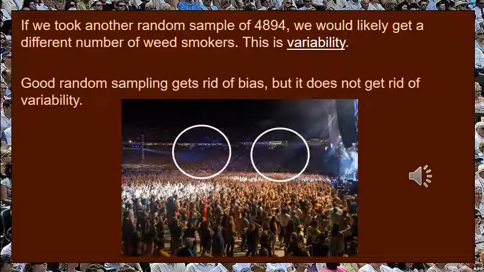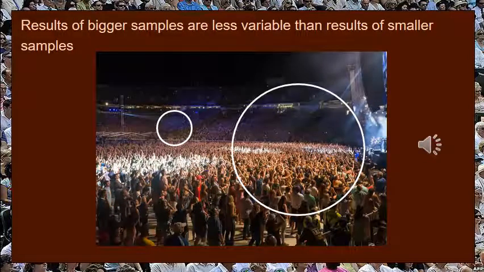So, good random sampling will help you avoid bias in research, but it does not avoid having variability in research, having this variation in number from sample to sample. This is happening. It's normal. So how do we get rid of variability, or reduce variability, to reduce this chance of having a very different number from sample to sample? The answer is we have to select large samples. A large sample will likely give a statistic that is closer to the parameter than a small sample.